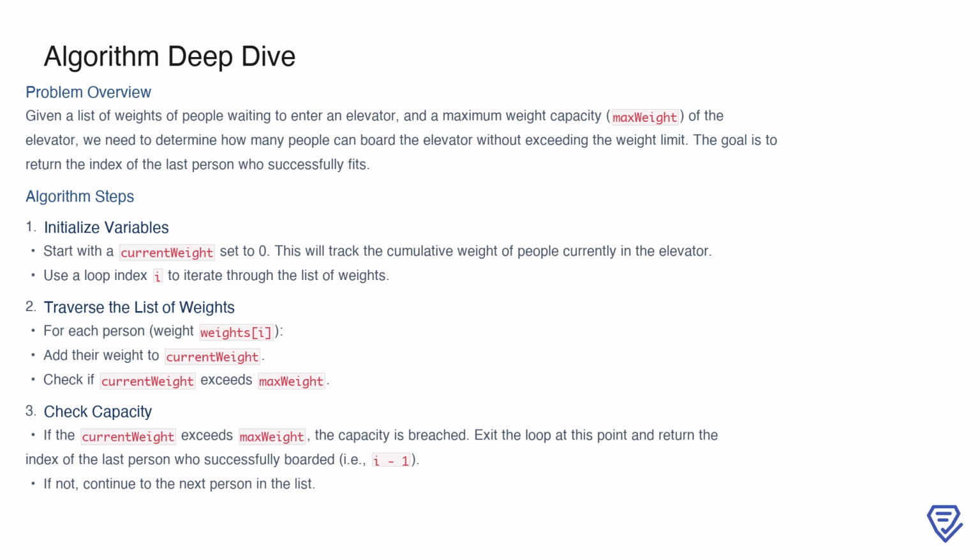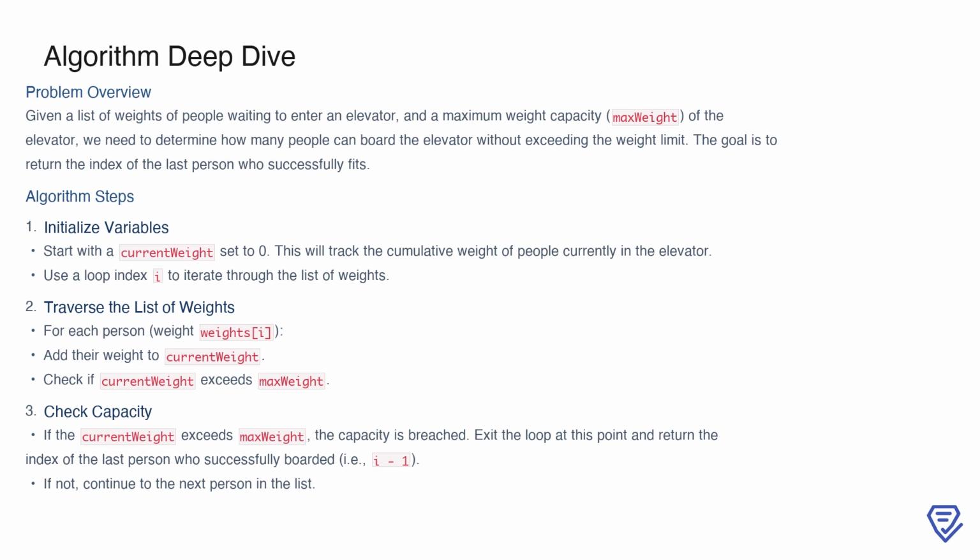The problem at hand requires us to determine how many people can board an elevator without exceeding its maximum weight capacity. Given a list of weights representing the individuals in line and a maximum allowable weight, our task is to identify the index of the last person who can safely board before the weight limit is breached.